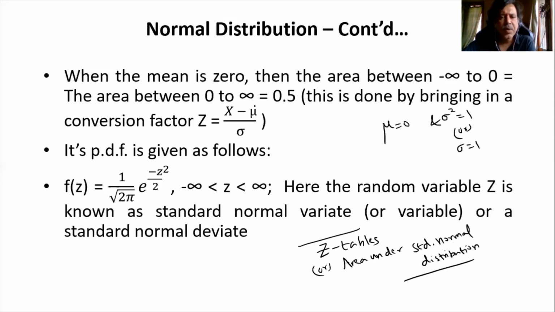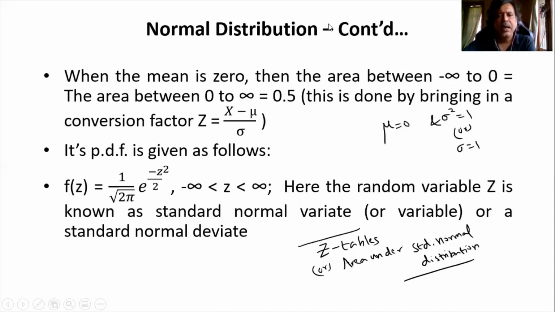In most of the problems we will be doing this conversion, that is, a normal distribution will be converted to a standard normal distribution. Then we will refer to these tables to find either the probability, or, given the probability, to find a Z value, right?